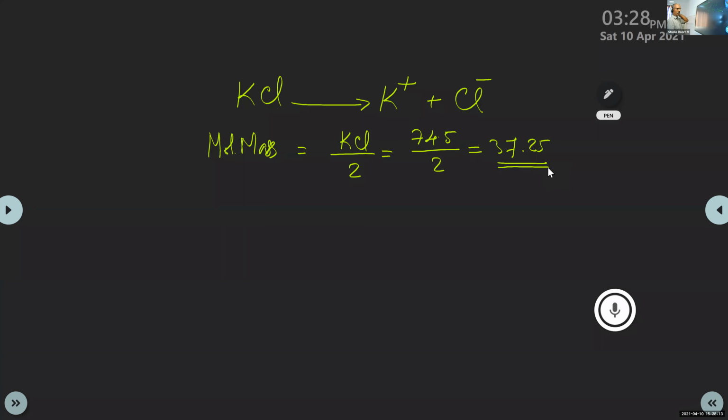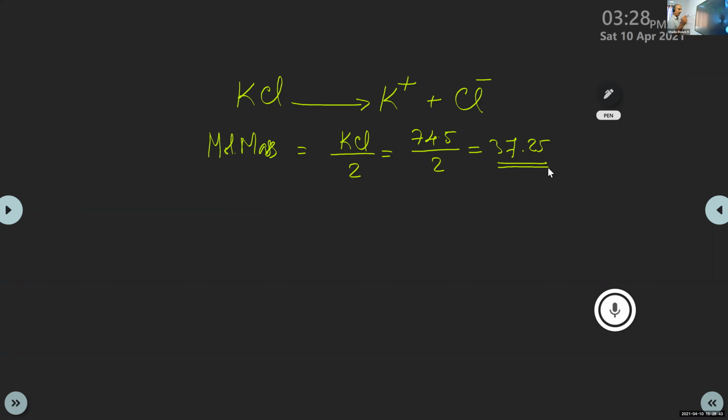So the molecular mass of KCl is equal to KCl by 2, where 2 is the number of ions formed from one molecule of KCl. So 74.5 by 2 is 37.25. And that is the abnormal molecular mass. See, the molecular mass is entirely different, just half only. So that is the abnormal molecular mass of the KCl.